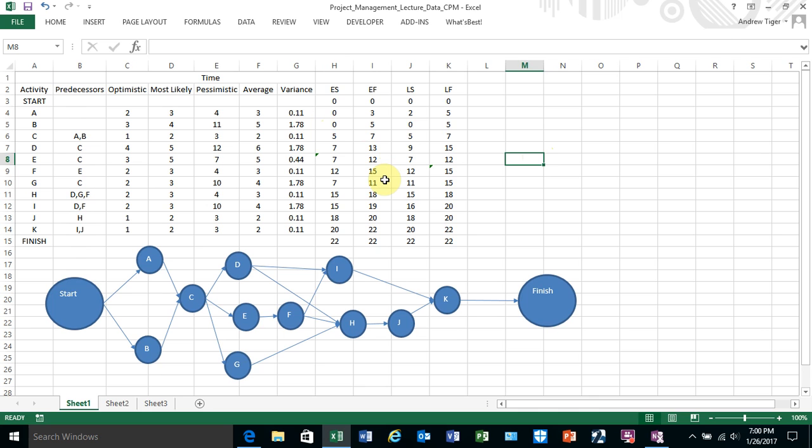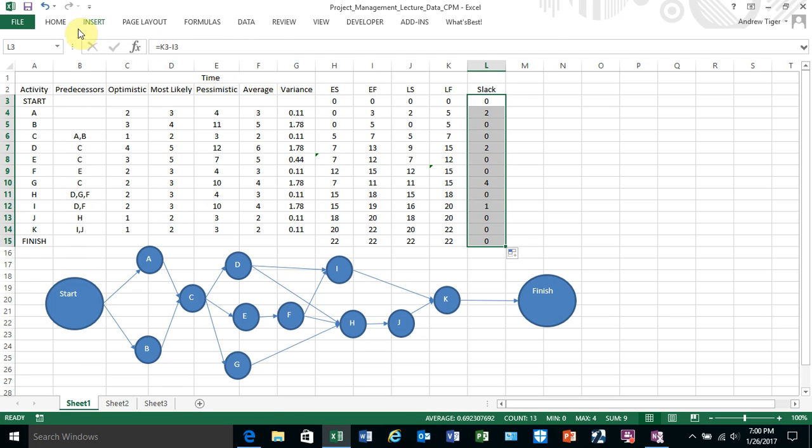It does the critical math. It calculates the four numbers, earliest start, earliest finish, latest start, latest finish, just like what we did by hand in another video on a simpler problem. I can calculate the slack. The slack is equal to the latest finish minus the earliest finish, or it's the latest start minus the earliest start. It doesn't make any difference.